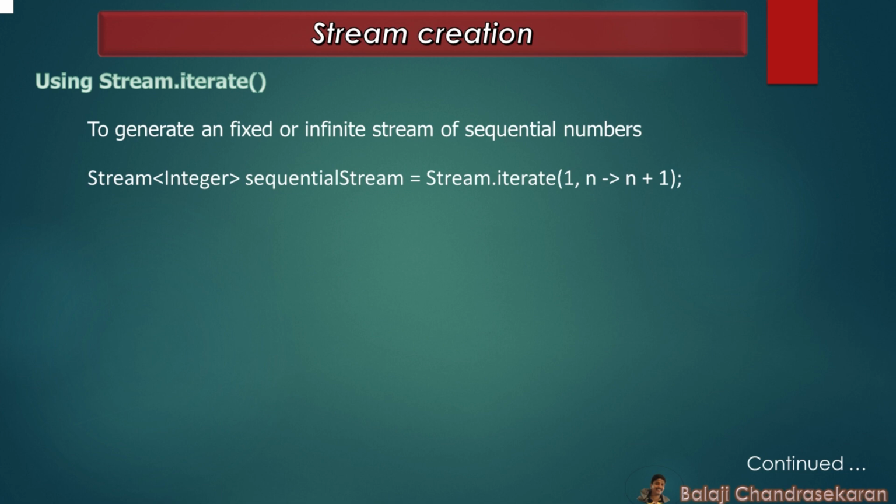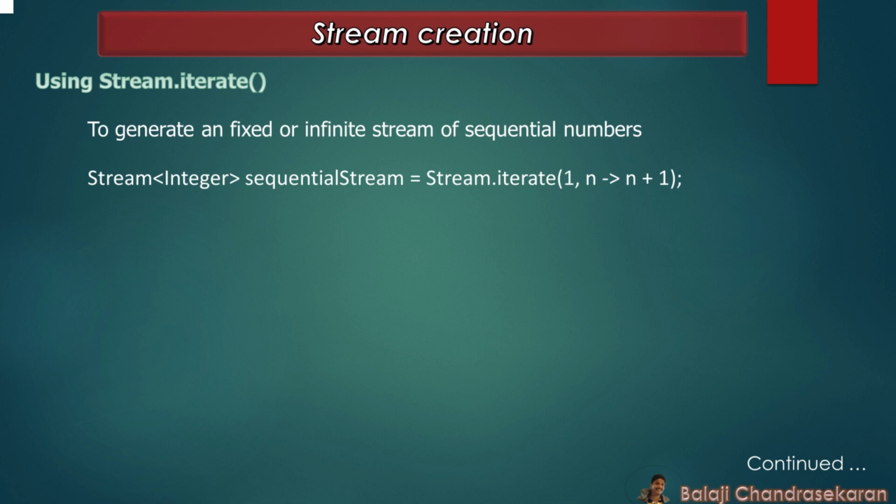In Java, you can create a stream with a fixed number of elements or an infinite number of elements using the Stream.iterate method. This method takes an initial seed value and a unary operator, a function that takes one argument and returns a result of the same type as its operand, to generate the subsequent elements of the stream. In the given example, we pass an initial seed value of 1 and a unary operator n -> n + 1 to the iterate method, which generates the next element of the stream by adding 1 to the previous element.